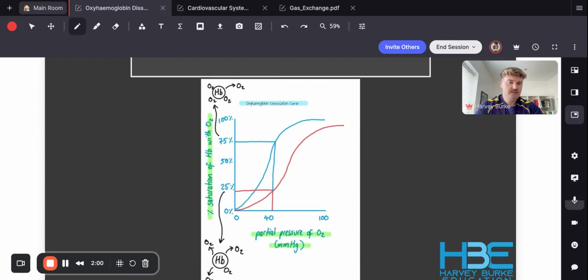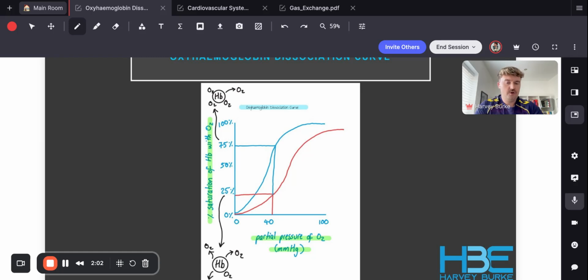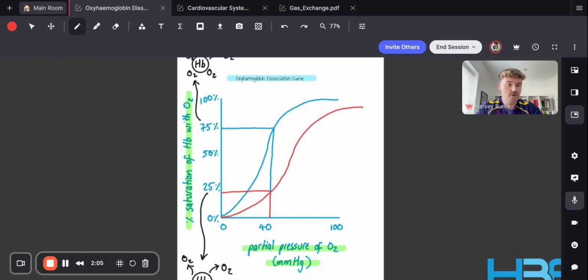So this is what the oxyhemoglobin dissociation curve looks like. And also I've drawn on the Bohr shift line in red. So the Bohr shift is when this oxyhemoglobin dissociation curve shifts to the right. And we're going to explain what that shift to the right demonstrates today. So firstly, let's break all the terms down in this graph so you understand what they mean.